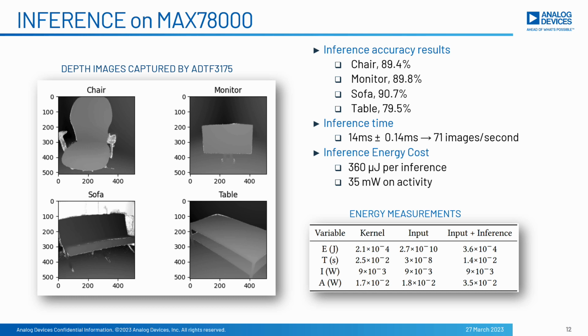For the energy cost, kernel loading cost 210 microjoules of energy, but that's just a one-time occurrence, so you only do that one time. What we're really interested in is the input plus inference energy cost. That is 360 microjoules of energy, or about 35 milliwatts on peak activity.